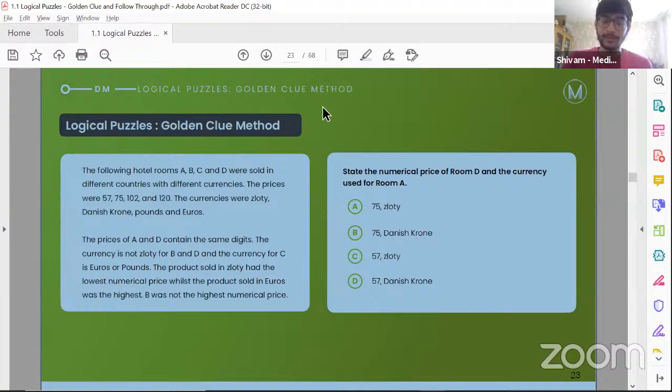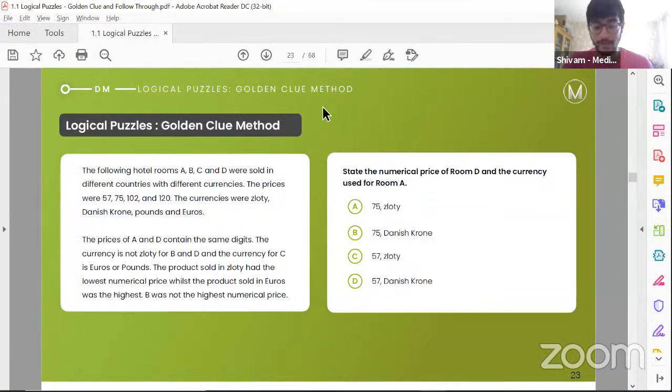So we've identified that golden clue. Now, what do you think is an important part here, Mohil, to go through next? Where should we go? What do you think we should read? So we're focusing on the zloty and krone, but we're also focusing on room D and room A. So what I'd look for is any sentence that mentions in particular anything about room A and D. Perfect. So what I'm actually going to do here, Mohil, is I really wanted to focus on zloty and Danish krone, didn't I? I emphasized at the beginning. So I'm going to really emphasize this second sentence here, which says the currency is not zloty for B and D, and the currency for C is euros or pounds.